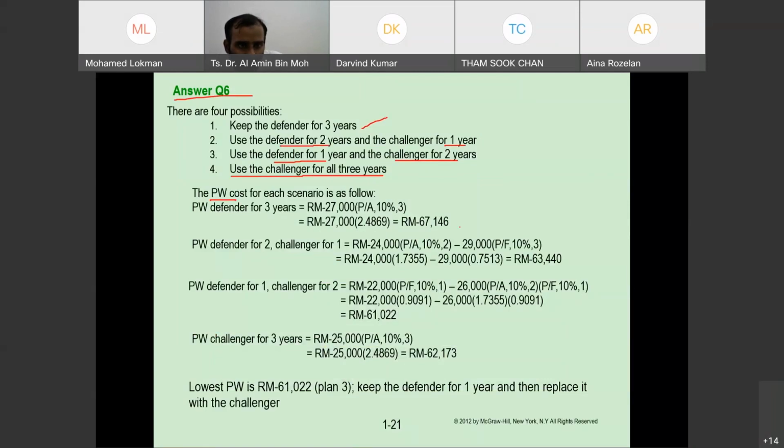So each calculation for them, I hope you can go through later on. Okay, so by having this, you compare: 62173, 61022, 63440, 67146. So which one is the lowest? This one is the lowest. Okay, 61, right? This is the lowest. So plan 3. What is plan 3? This one. Use the Defender for 1 year and the Challenger for 2 years. So this is how we do.